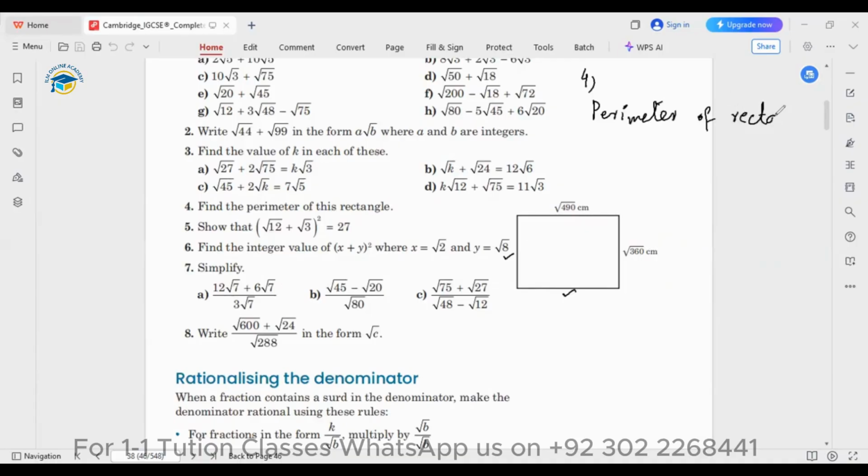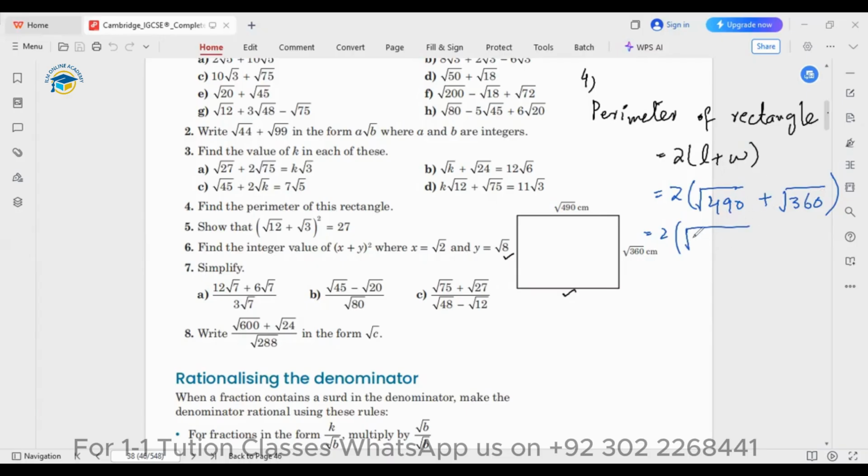of the rectangle. So if we are talking about the perimeter of a rectangle, that is basically 2 into length plus width. Okay. This is the length, this is the width, because we have two similar lengths and widths. So that's why I'm just multiplying with the 2 outside. So length we have is square root 490 centimeters, and width we have is square root 360 centimeters. So we need to simplify them first. Again, we will just make similar numbers inside the surd so that we can add them together.